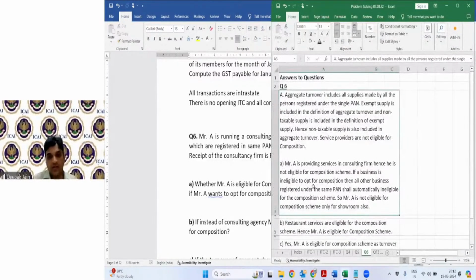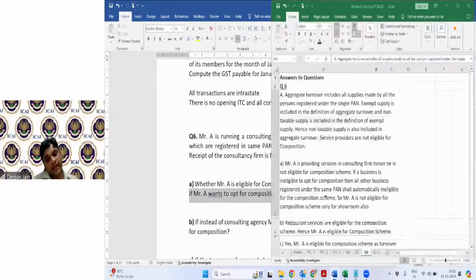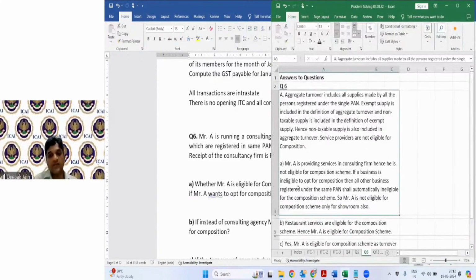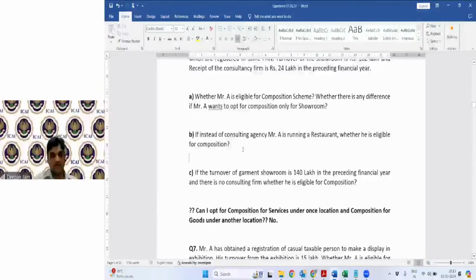So he's not eligible. Now, in the second part, whether he wants to opt for composition only for the showroom, can he do so? No, because if a business is ineligible to opt for composition, then all other businesses registered under the same PAN shall automatically be ineligible. So if he wants to opt for the composition scheme only for the showroom and regular for the consultancy firm, it is not possible. So he cannot opt for composition even for the showroom business.